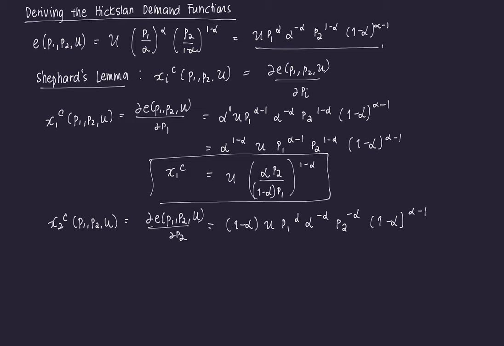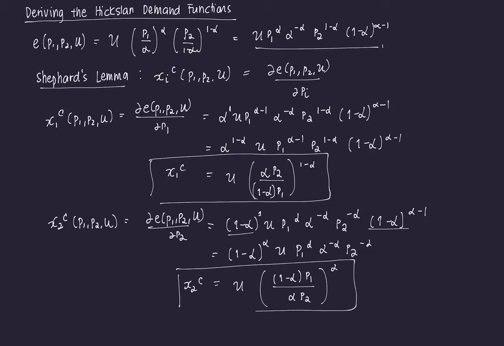Okay. Now, note, we have two 1 minus alpha here. So the exponent of this is 1. So if we combine the two 1 minus alpha, we get 1 plus alpha minus 1. So that's just alpha, right? That's just alpha. Okay, so this is going to be 1 minus alpha raised to alpha times u. Then everything here is as is. P1 to the alpha, alpha to the negative alpha, P2 to the negative alpha. Then this is the same as saying u times 1 minus alpha P1 all over alpha P2, raised to alpha. And this is the Hicksian demand function for good 2.